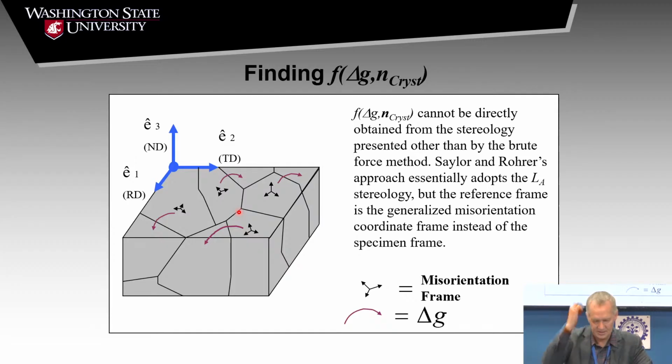Now both of these you can represent either in the external reference frame, or if you think about it like Greg Rohrer and Dave Saylor did, they came up with this beautiful solution where instead of using the external reference frame for each of these, they use the individual coordinate frame defined by the orientation of the crystal. Okay? And so this becomes one coordinate frame with that boundary. This one becomes another coordinate frame with that boundary.